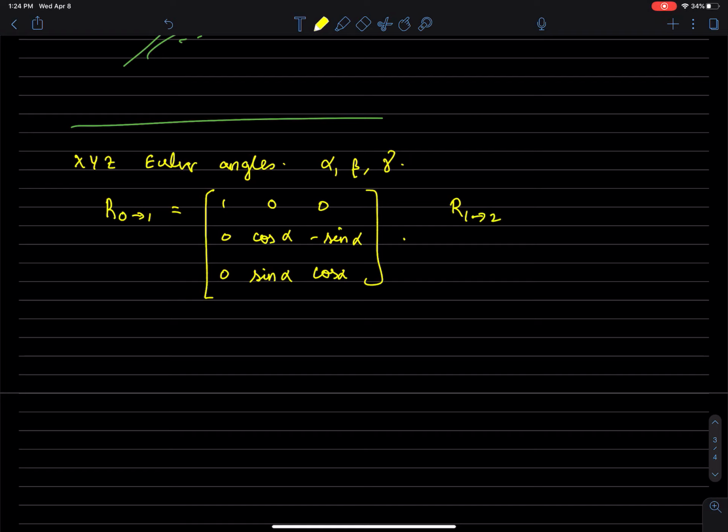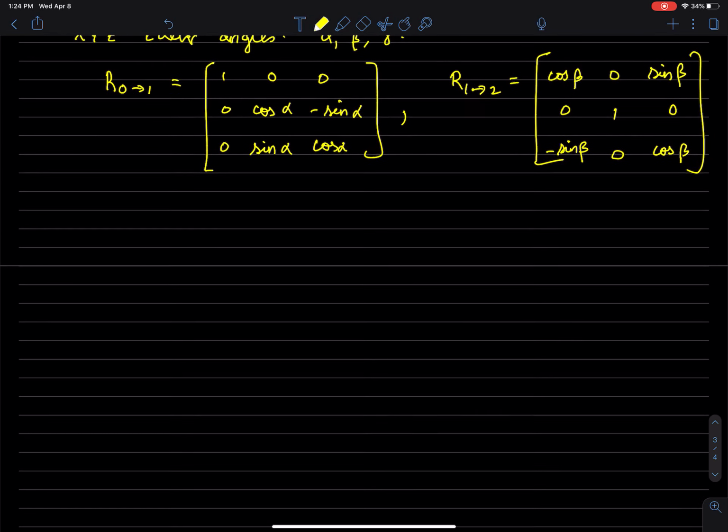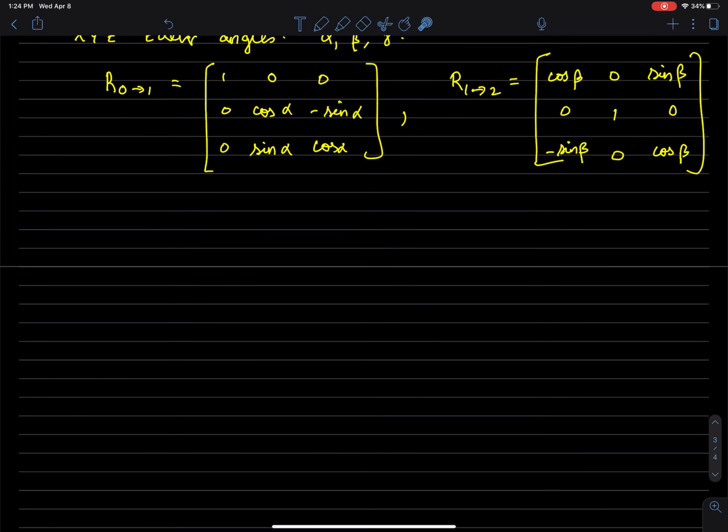R1 to 2 is a pure rotation about the y-axis, the y1 axis, and the rotation matrix is going to be cosine beta, 0, sine beta, 0, 1, 0, minus sine beta, 0, cosine beta. Okay, so recall that's the rotation matrix for a pure rotation about y, as we discussed.